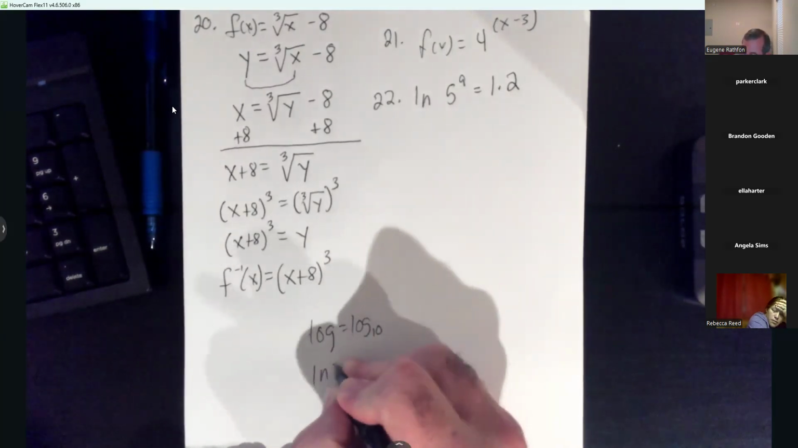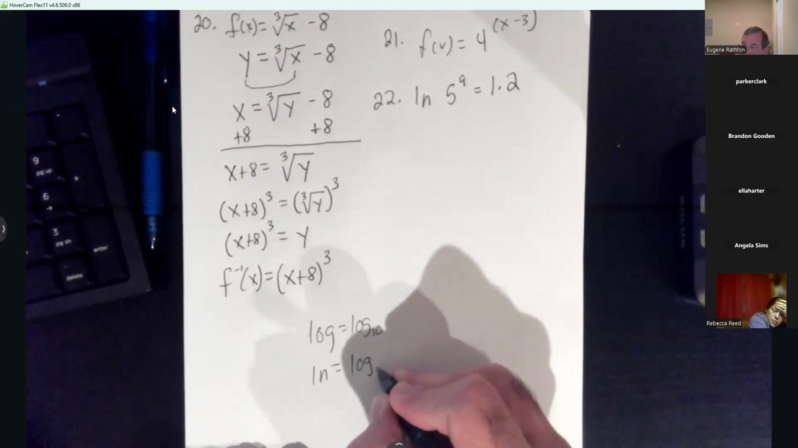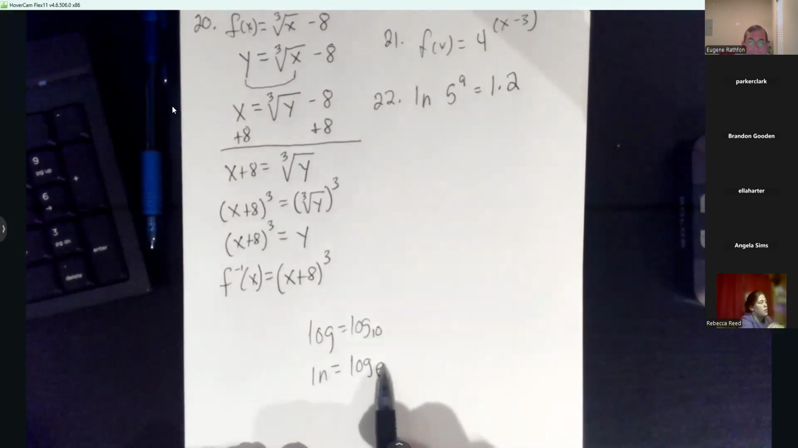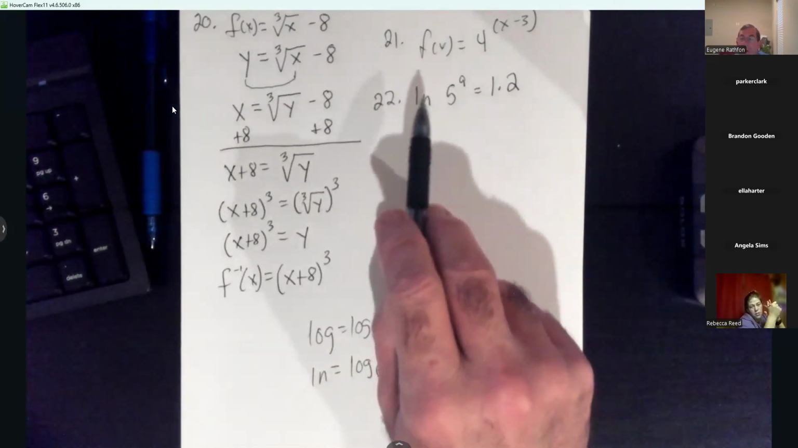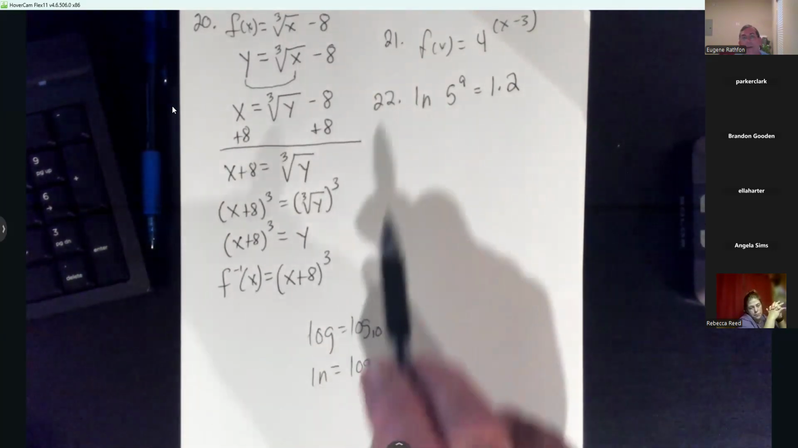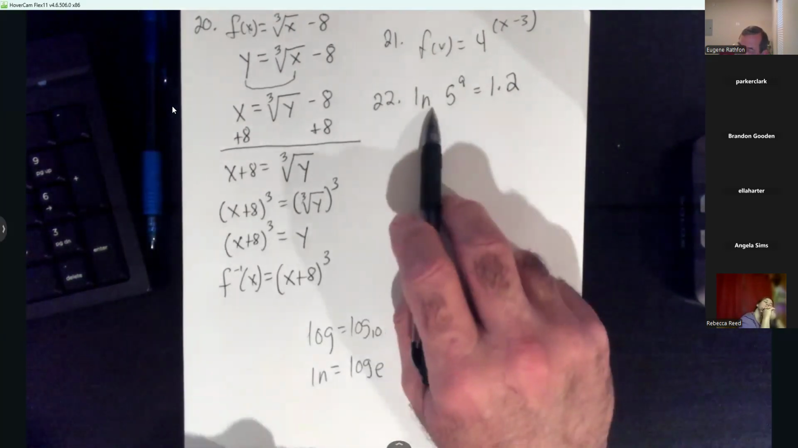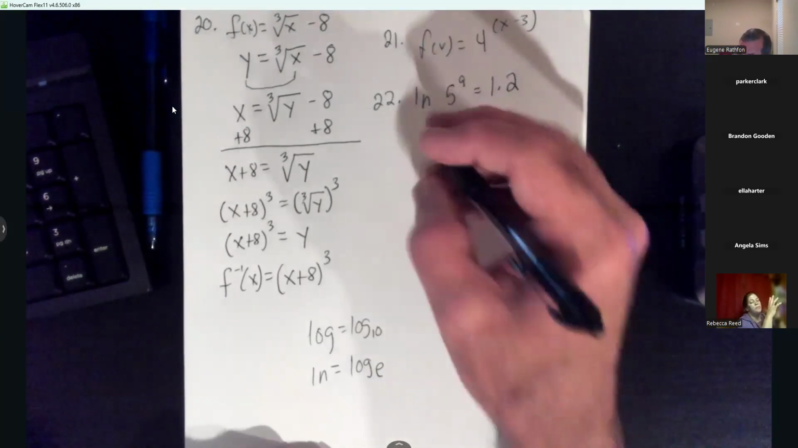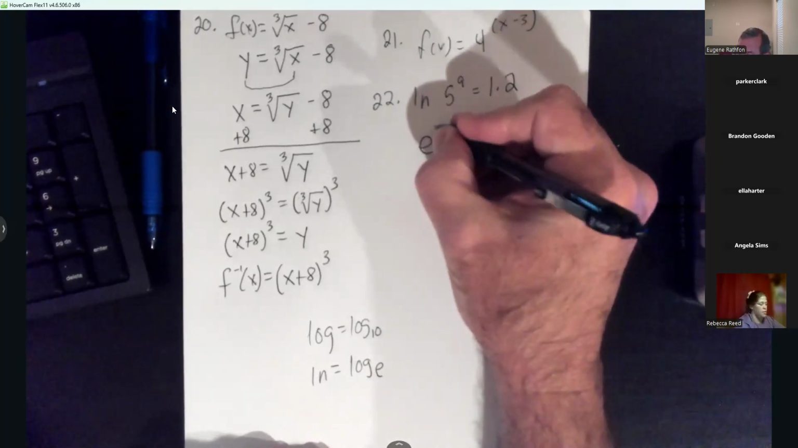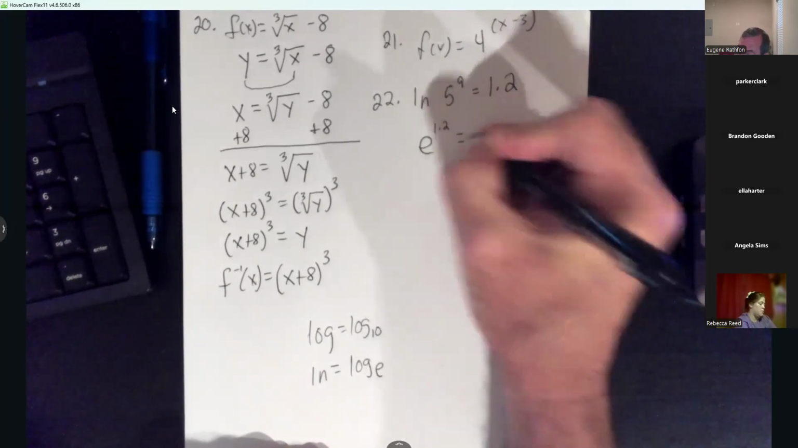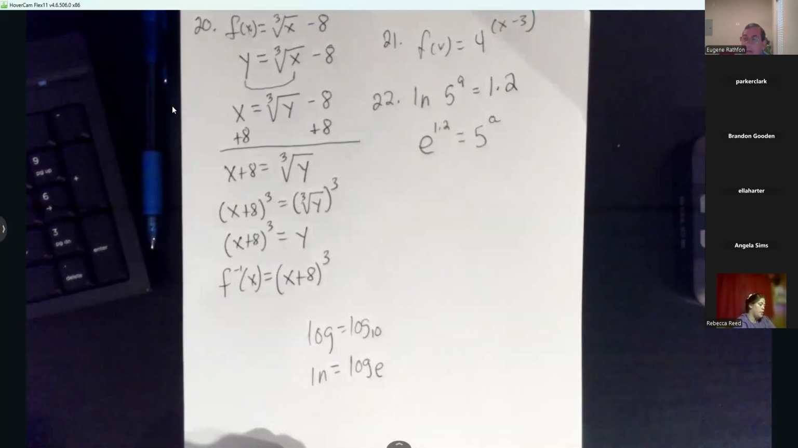So a ln is actually a log base E. Remember that little E, y'all? That's the base of the ln logs, okay? So a ln is really a log base E. So the base is E. The exponent is the 1.2. And that's going to equal that result of 5 to the A.